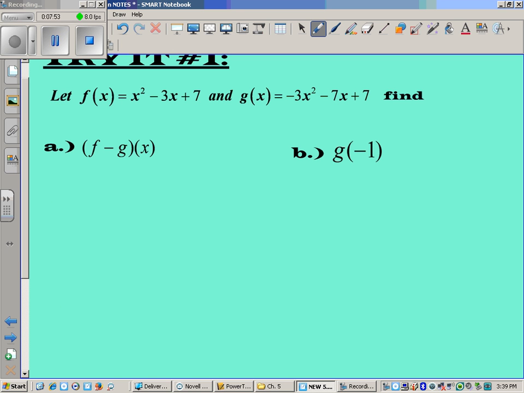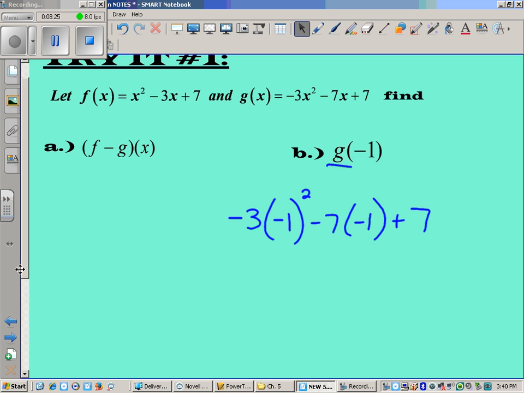Okay. If you haven't done B, let's do B right now. g of negative 1. Remember, that doesn't mean multiply everything by negative 1. What does that mean to do? It means we're going to take that negative 1 and plug it in wherever we see an x. Wait a second. Are we plugging in the negative 1 to f or to g? To g, right? So in my g function, wherever I see an x, I'm going to plug in a negative 1.